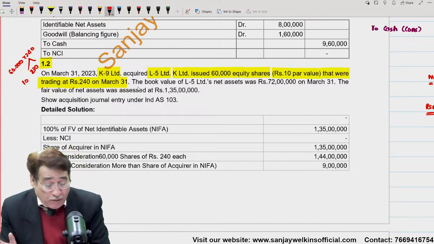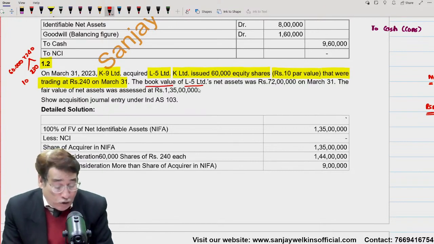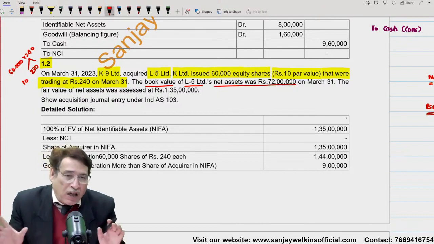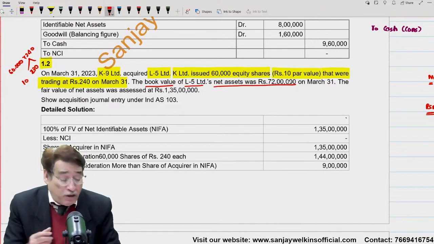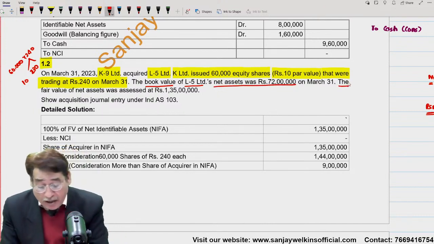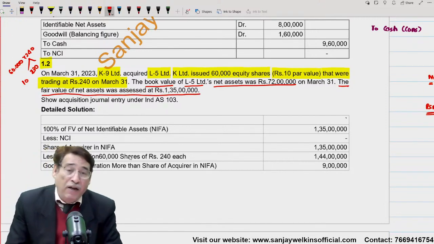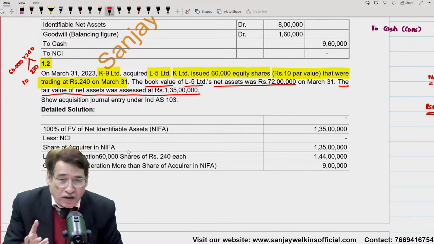Now further it is given, pay attention, book value of acquiree company's net assets was 72 lakh. This line is irrelevant for us because we are concerned with the fair value. It is given that the fair value of the net assets was assessed at 135 lakh. In this case, fair value is 135 lakh.